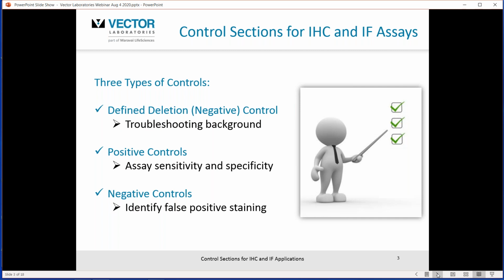Now, this was the focus of our first webinar about 3 weeks ago. So if that's of interest to you, certainly I'd recommend going back and revisiting that webinar on our website after this webinar, of course. So for this webinar going forward, we'll be looking at positive controls that help define assay sensitivity and specificity, and also look at negative controls that help identify false positive staining that may occur in your preparation.